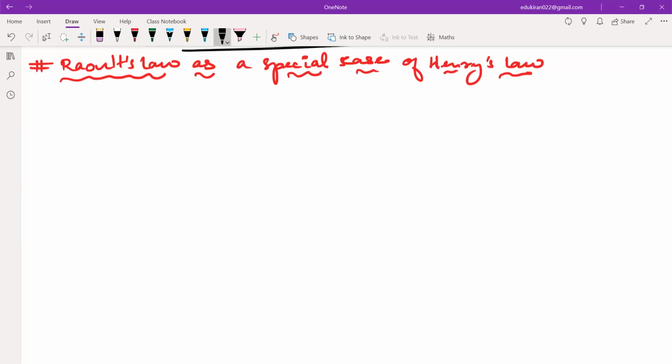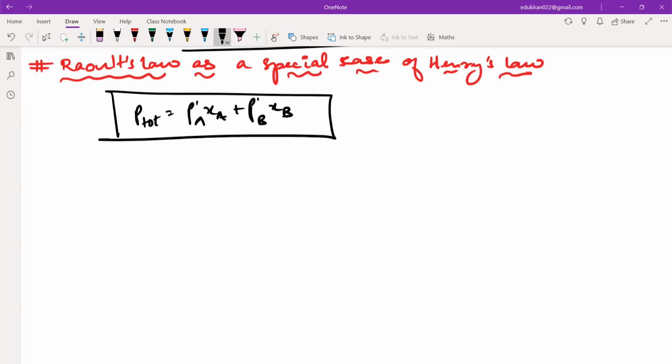Now see, if you remember Raoult's law, this is not the equation for Raoult's law, right? P total is equal to P naught A chi A plus P naught B chi B. Now please remember, this is not the equation for Raoult's law. What is the equation for Raoult's law?